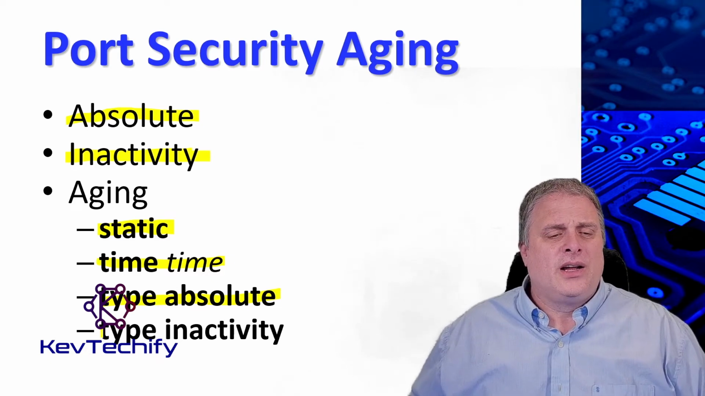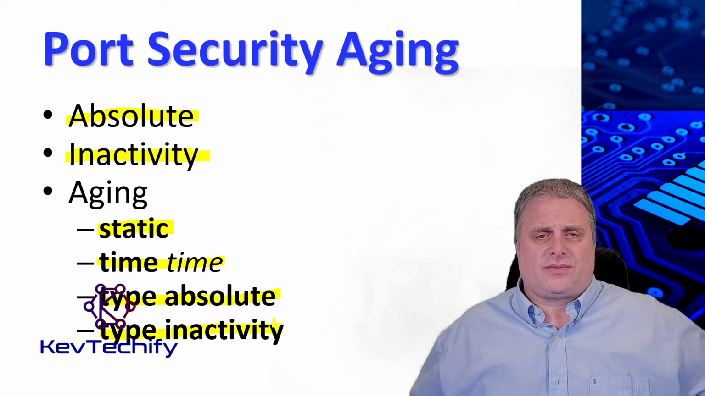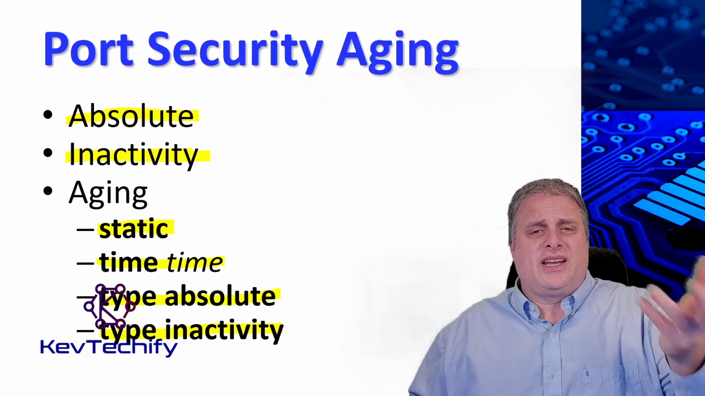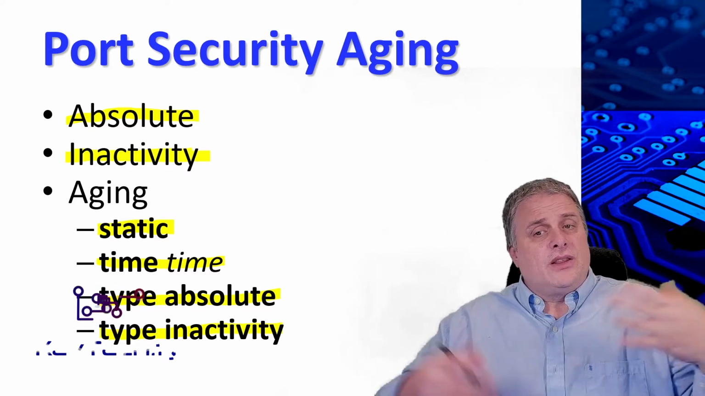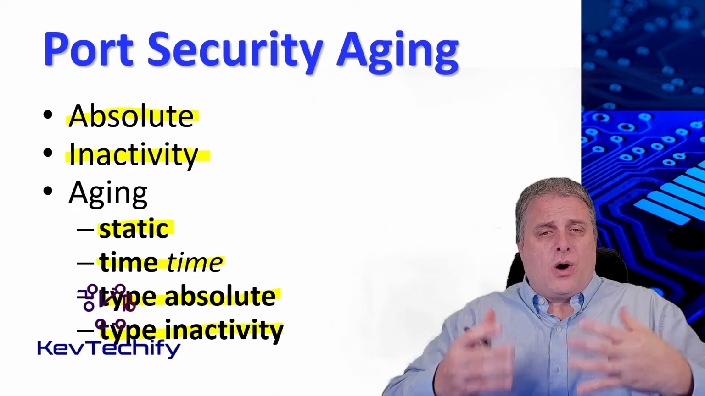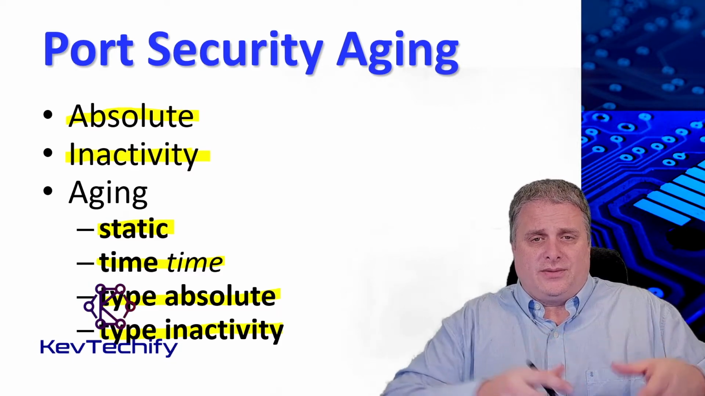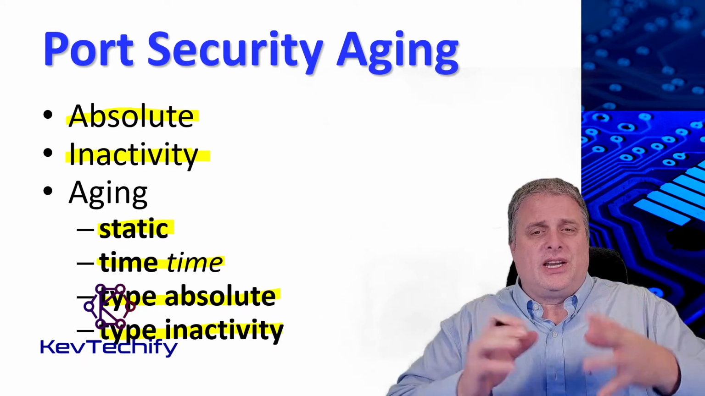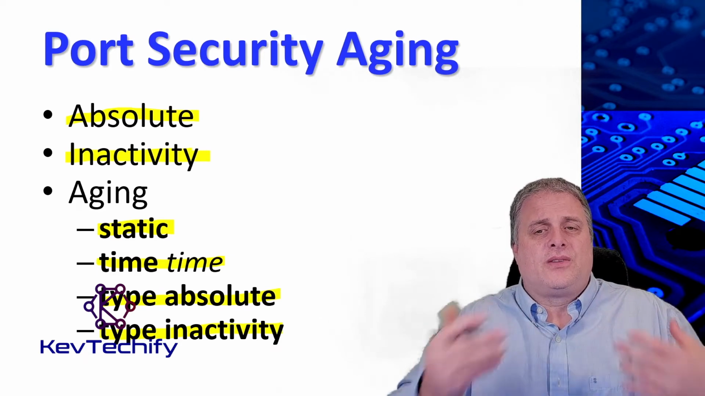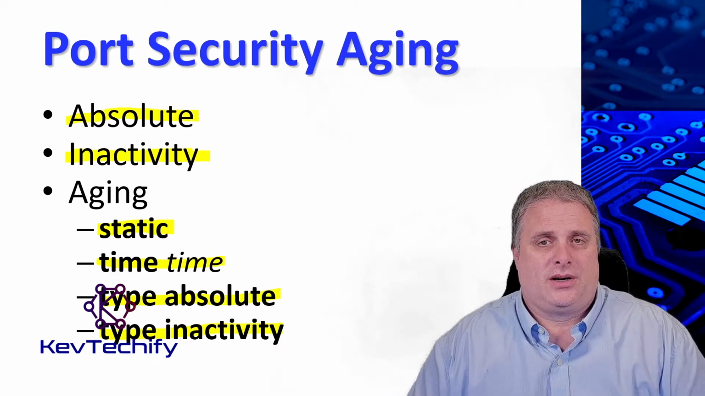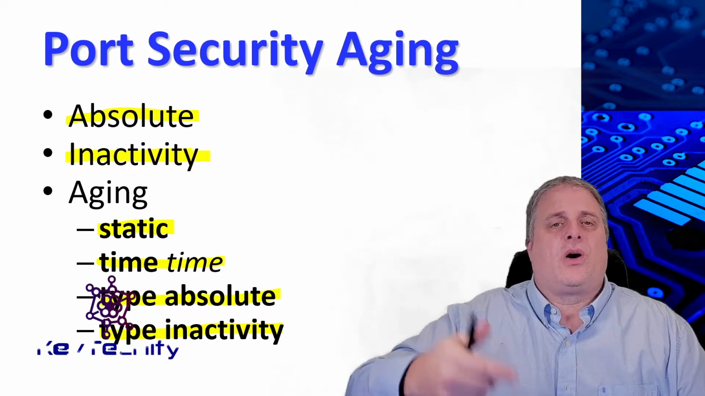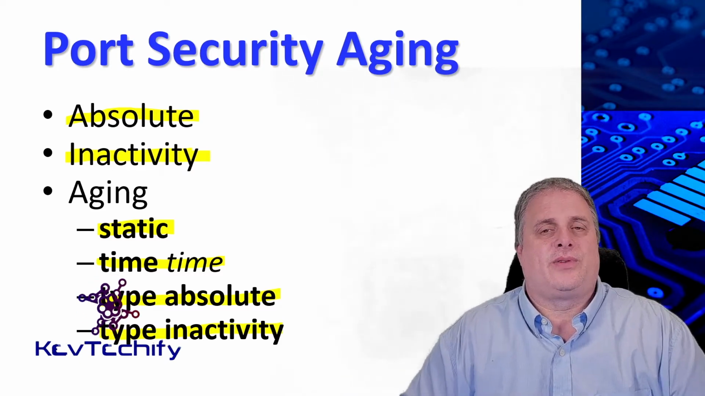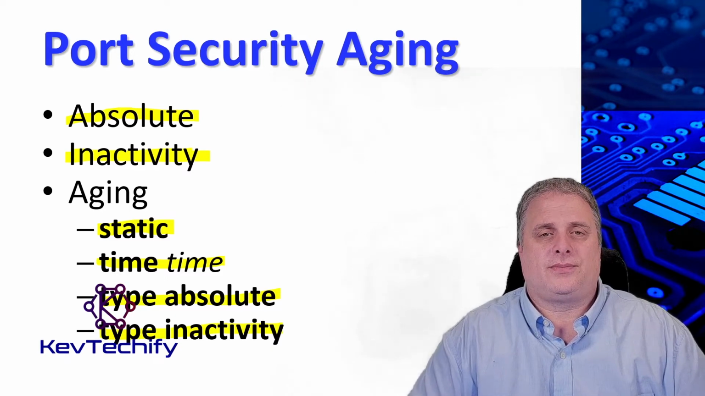And then finally, we have type inactivity. And once again, this sets the inactivity aging timer. The secure addresses on this port age out only if there's no traffic from the secure source address for that specified time period. And so we have to make sure that our device is sending data every so often, so that it doesn't get deleted from our MAC address table.